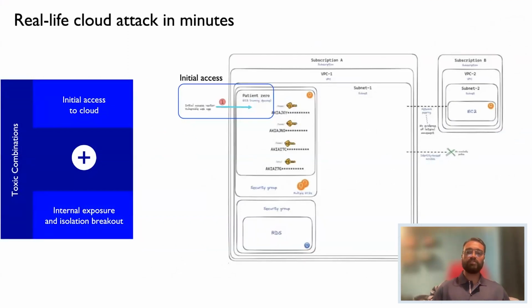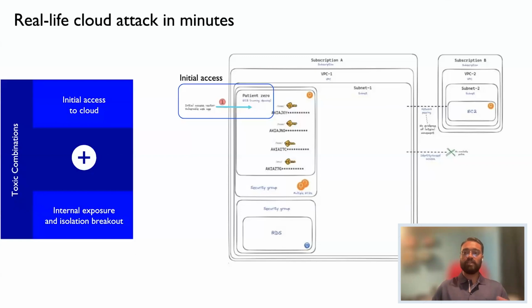In this case, we have a pretty standard setup that looks pretty secure, all things considered. In AWS, there's subscription A. There's a VPC in that subscription, a subnet. In that subnet, there's two different security groups that have their own sets of resources. And then there's subscription B with its own VPC, subnet, and EC2 instance. And it looks like there's no sort of peering between the two. All in all, this looks fairly secure.